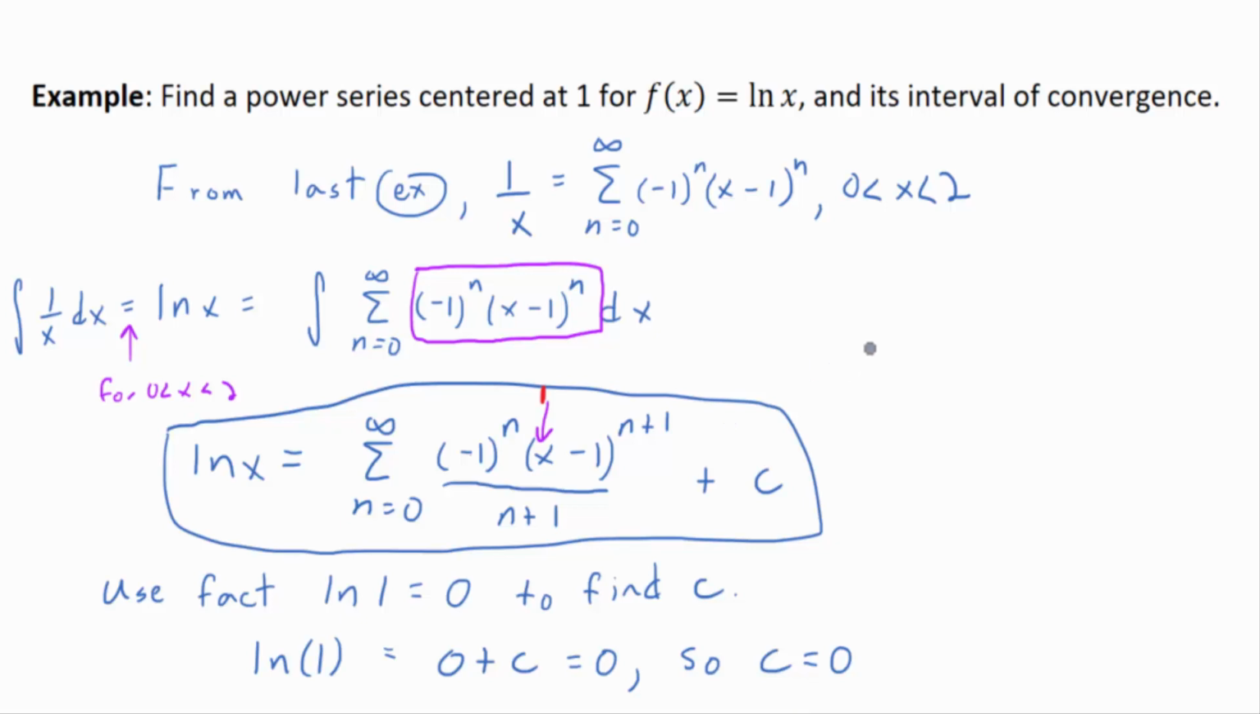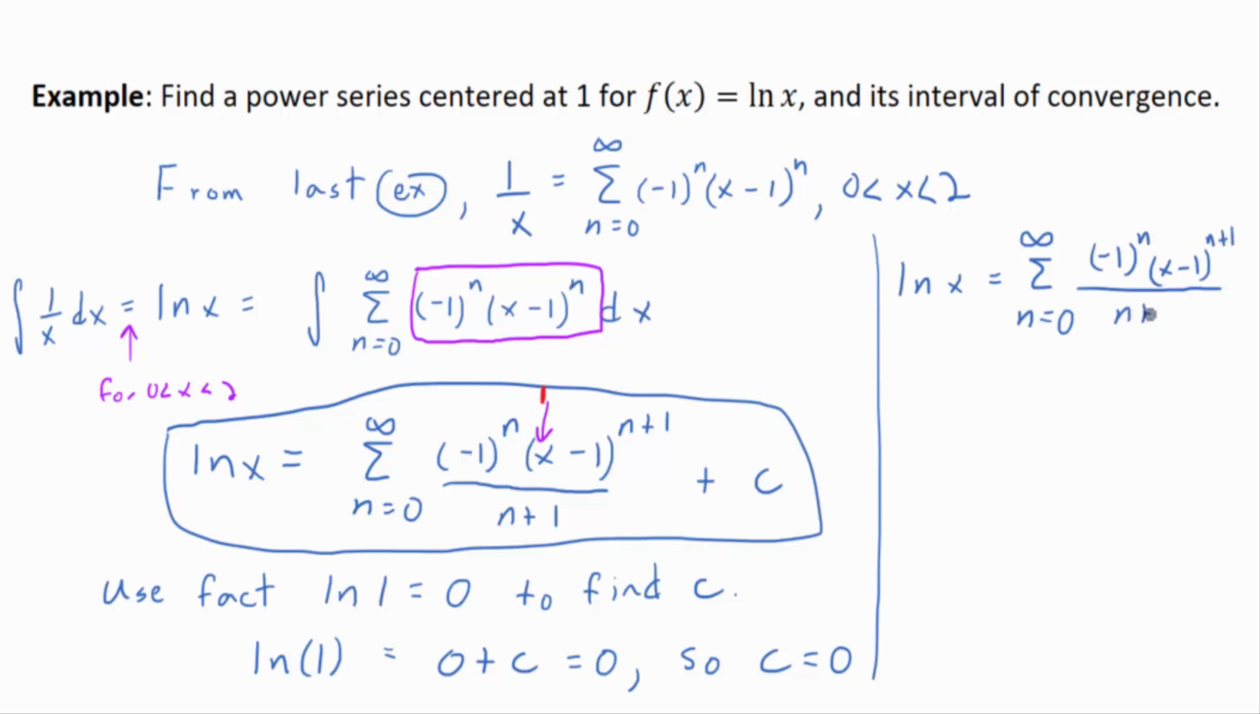Okay, so what do we have? Let's just write it down. The natural log of x, on the appropriate interval, which we'll talk about in a second, is equal to the sum from n equals 0 to infinity of (-1)^n (x minus 1)^(n+1), divided by n plus 1. And that's going to be true, at least on this interval, from x equals, well, not x equals 0, but x between 0 and 2.